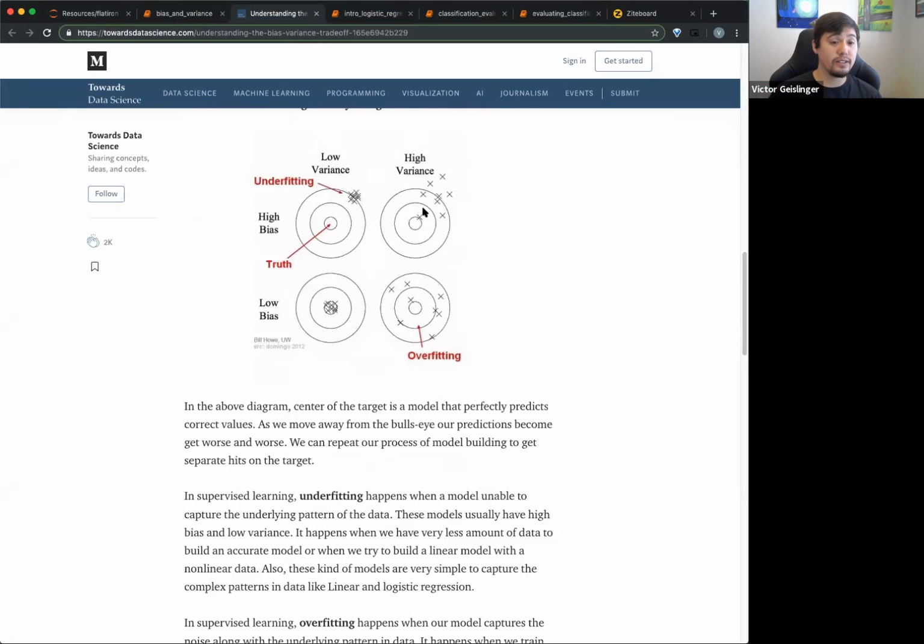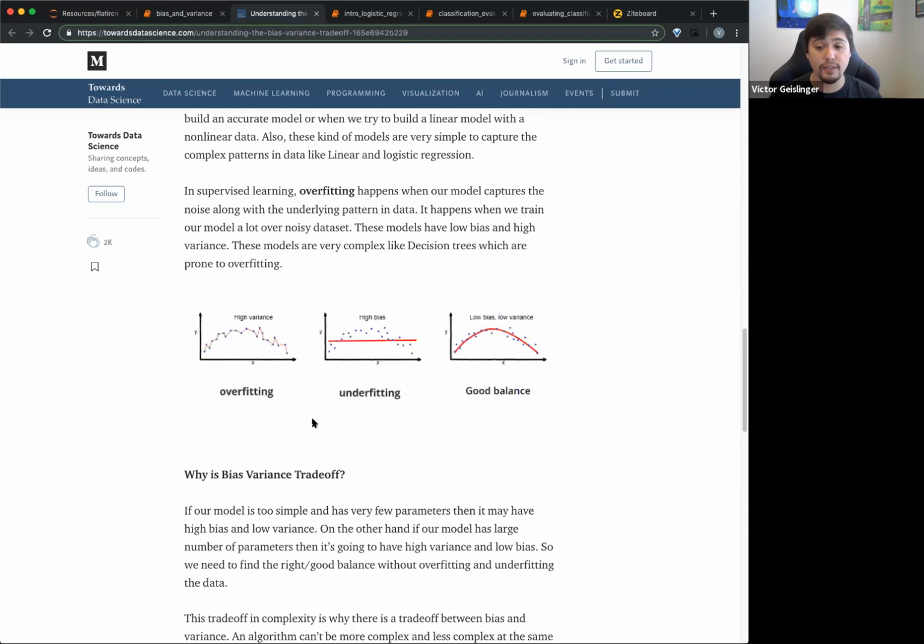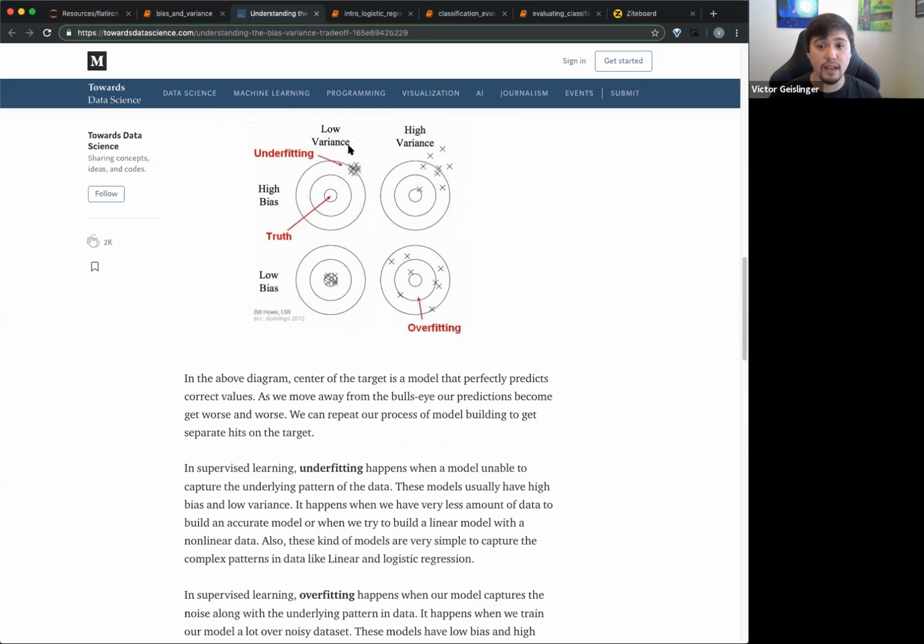See, here's the target that I was talking about. This is actually very similar to the one in the curriculum too. You can see this is our ideal model, and on high bias we have everything clustered together. Oh, see, they messed it up. I should have read this article better before I got this image. They're saying this is underfitting, but this is not underfitting. This right here is overfitting, and this is underfitting. Okay, cool.